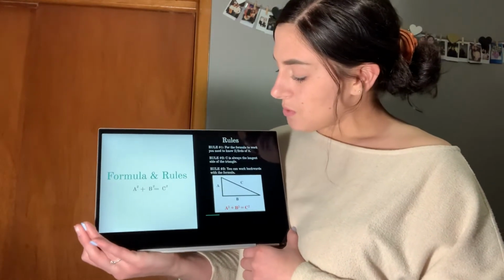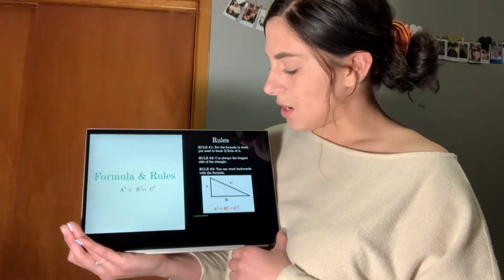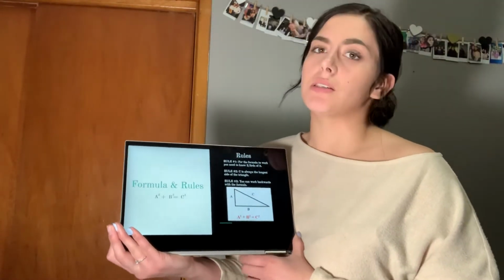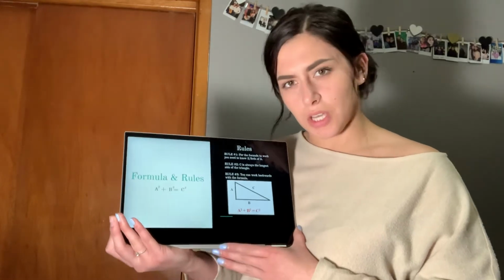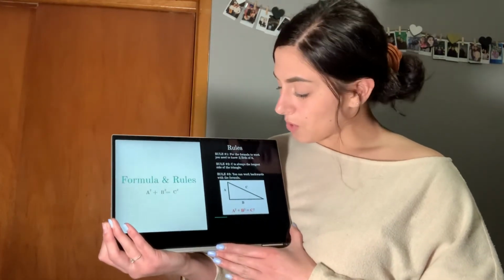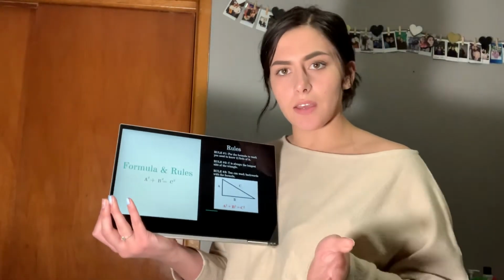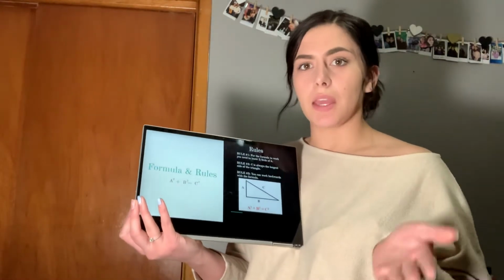Rule number 2 is C is always the longest side of the triangle. C is the hypotenuse originally, but it doesn't mean that you're always looking for C. Rule number 3 is you can work backwards with the formula. So you can be missing C, but you can also be missing B and A.